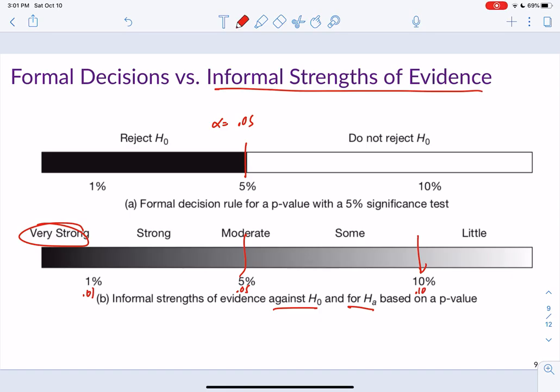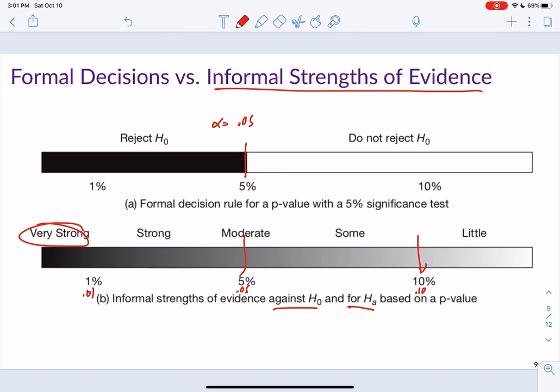And when it's less than 0.05, we do reject the null hypothesis. Now, this seems maybe somewhat nuanced, this difference, and maybe somewhat linguistic. But when we're thinking about it as a strength of evidence, we're not really making a formal statistical decision.